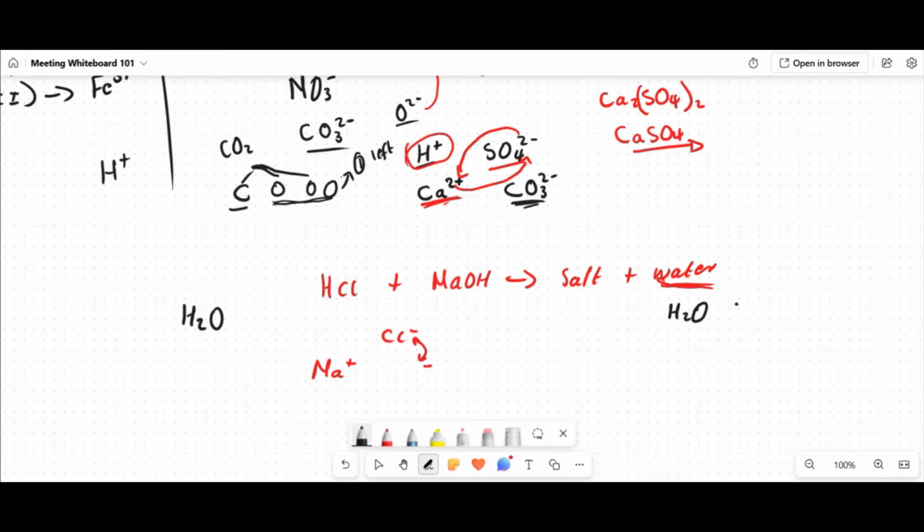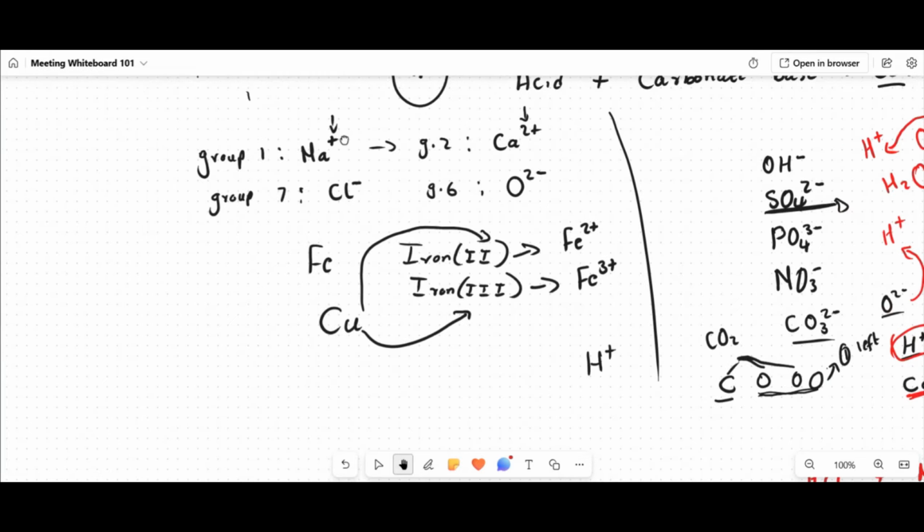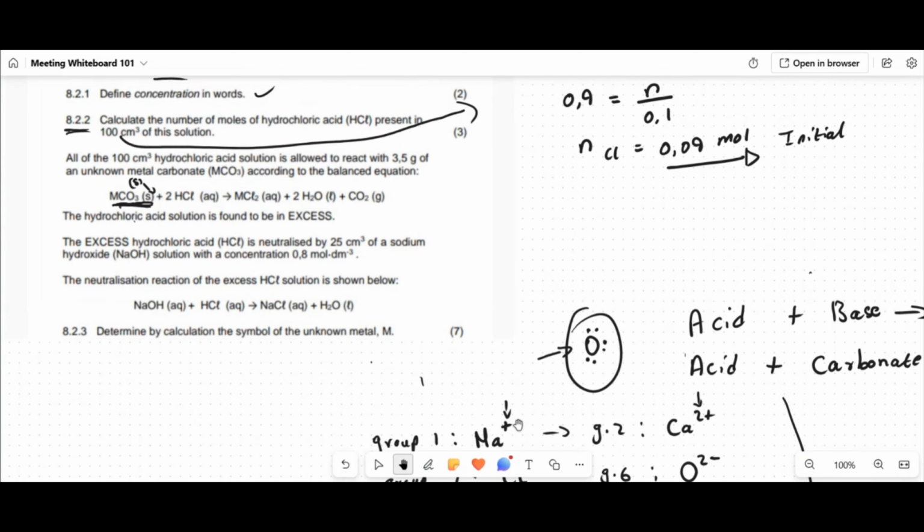And then your salt is simply NaCl. That is it. That is what you have there. So I hope it makes more sense. But I'll give you other ones that you will do for me. I'll send them on the group. So that is simply what we have.